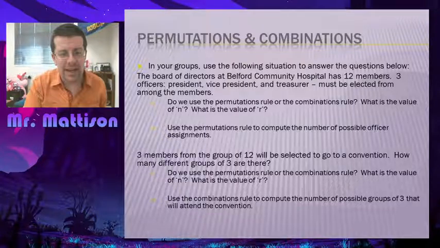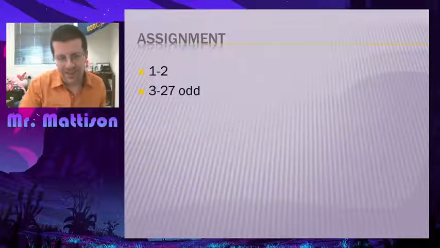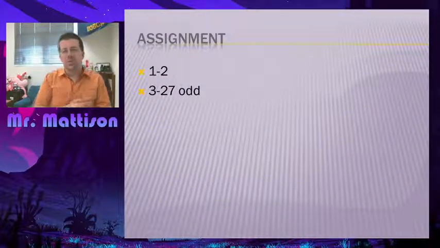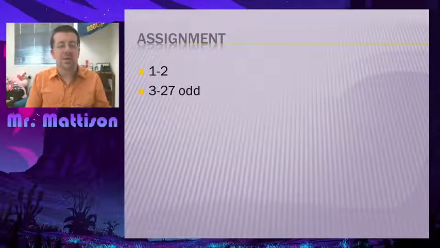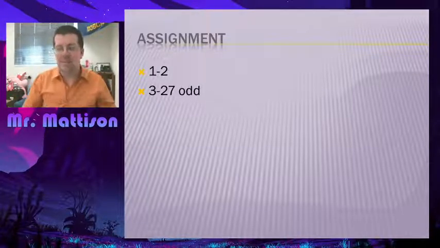All right, so with that, here is our homework for 4.3. We're doing 1 through 2, and then 3 through 27 is just the odds. And then that does finish off chapter 4 for us.